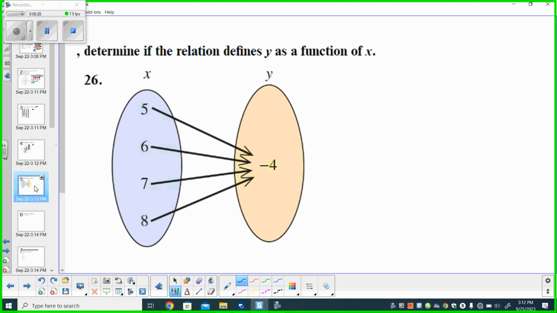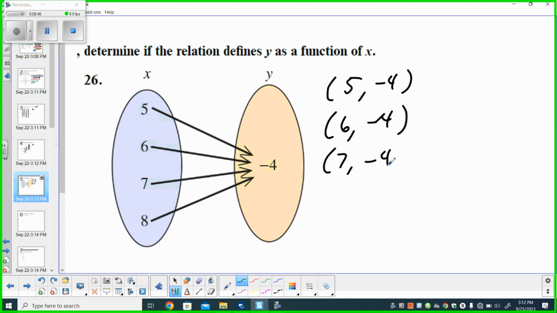All right, so looking at a different example. If we determine if this is a function or not, looking at a diagram, there's a couple ways to analyze this. You could write this as coordinate points if you want. This would be (5, -4), (6, -4), (7, -4), and (8, -4). So looking at the ordered pairs, you can see that the X values never repeated. If you're looking at a mapping diagram, as long as there is not more than one arrow coming out of an X, you know X did not repeat. Again, the Y value can repeat as many times as it wants, but the X cannot. So this would be a function.